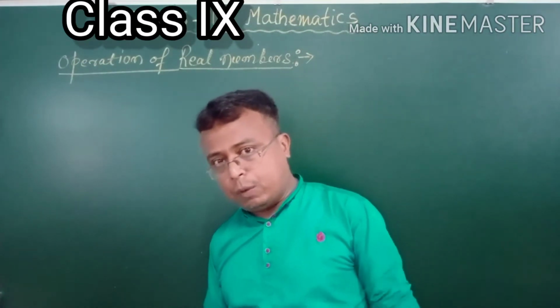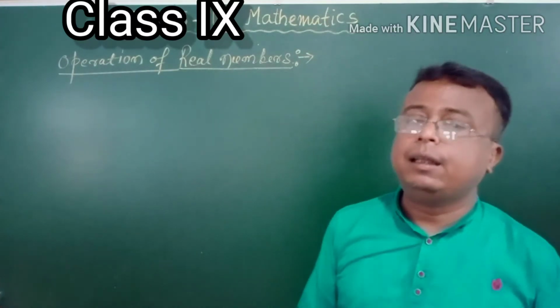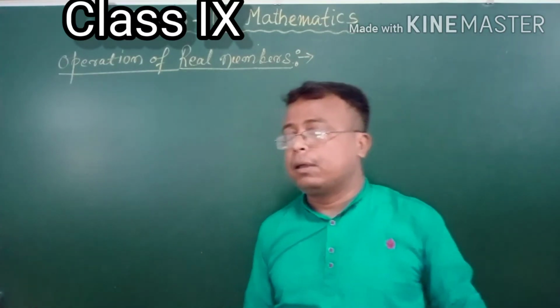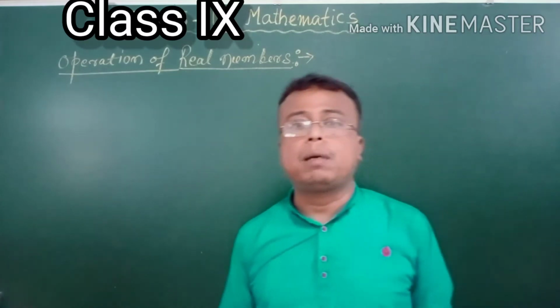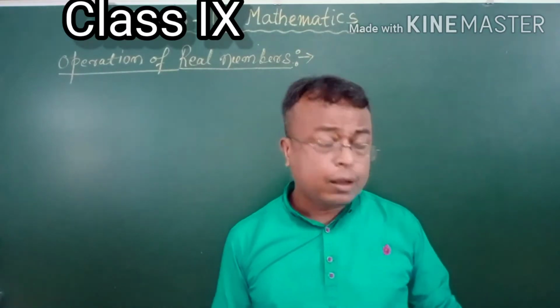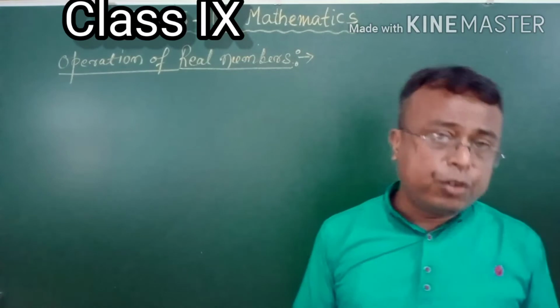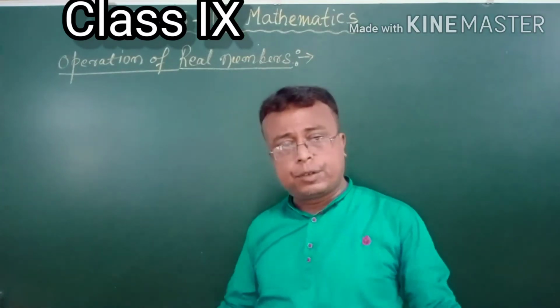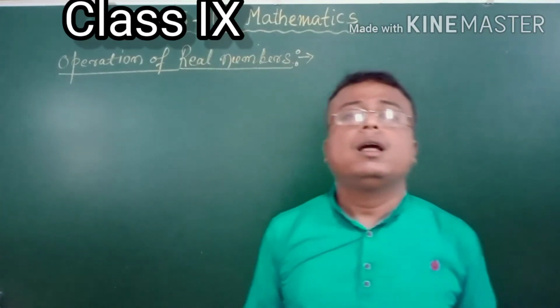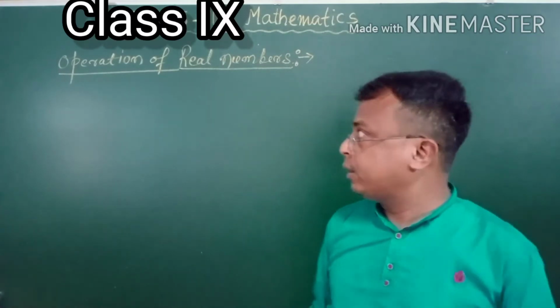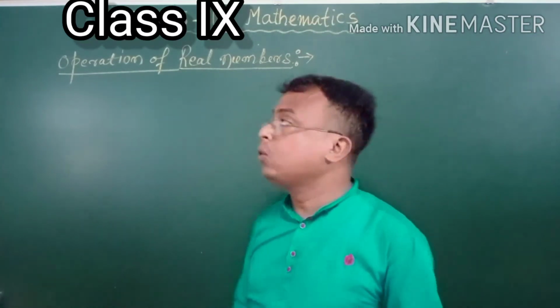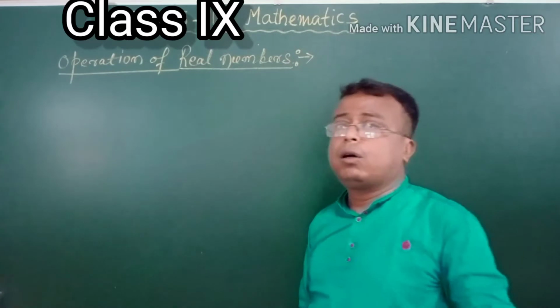And what are the operators in mathematics? One is the plus sign. Another one is the minus sign. Another one is multiplication, and the divide sign. These are the operators, and subtraction, multiplication, addition and division are called operations. Okay. So today we will see how to operate on real numbers.